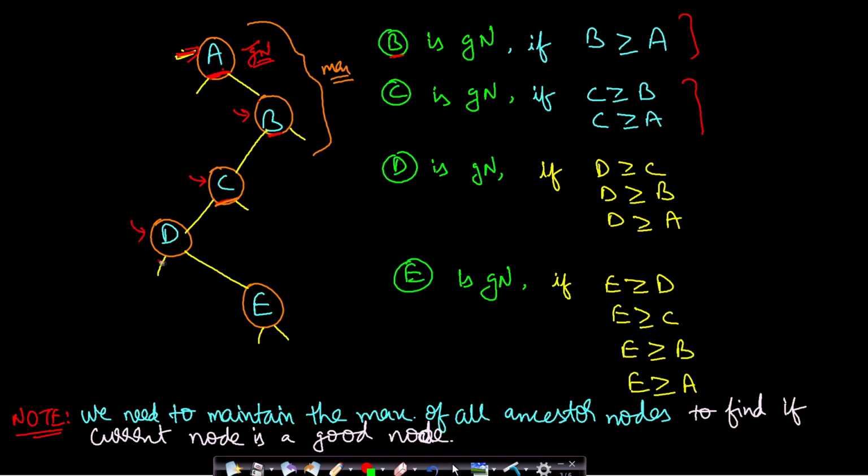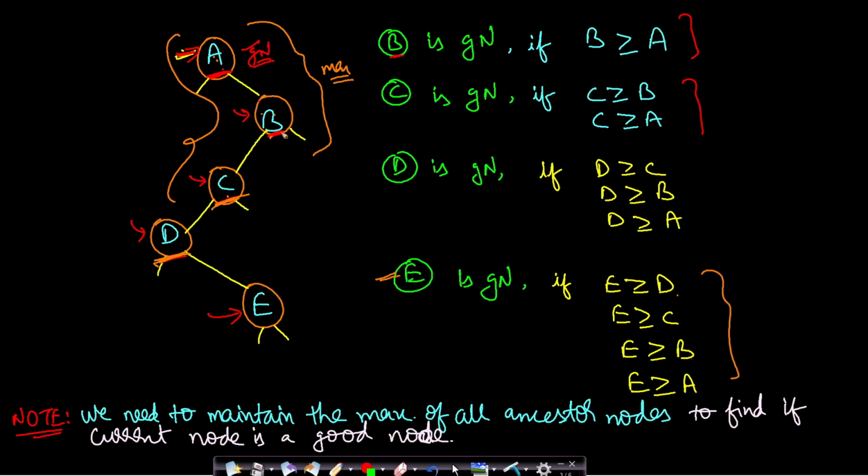Now what about this D? For D to be a good node, it should be greater than or equal to C, greater than or equal to B, and greater than or equal to A. So instead of comparing with all these three values, we can take the maximum of A, B, C and compare it simply with D. If the maximum of A, B, C is greater than D, then D will not be a good node, otherwise D will be a good node. Okay, I hope you are understanding what I'm saying. If you see this E, then if E has to be a good node, then E must be greater than or equal to D, C, B, A.